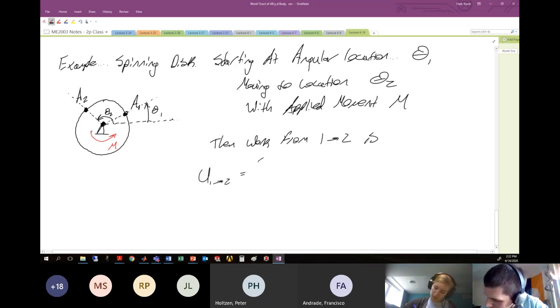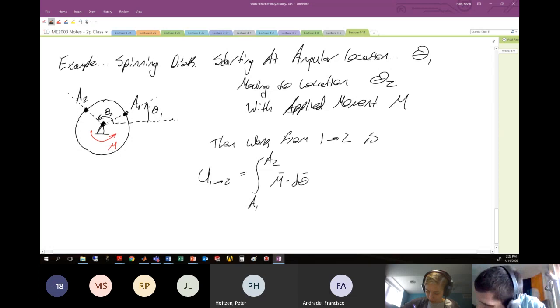Here it's this integral going from, again, A1 to A2. But now, instead of F dot dr, we have M dot d theta: the moment applied dotted into the angular path upon which we travel. So this is the general idea here.